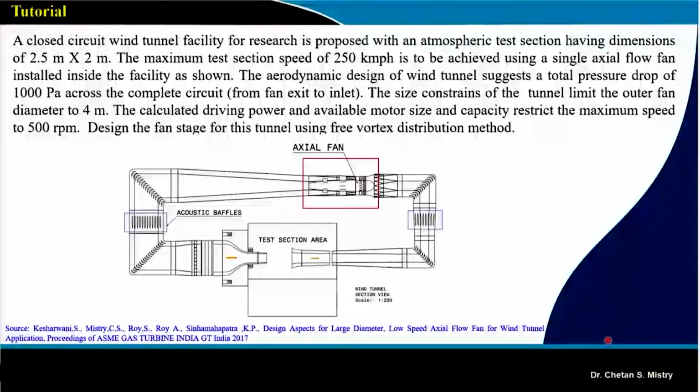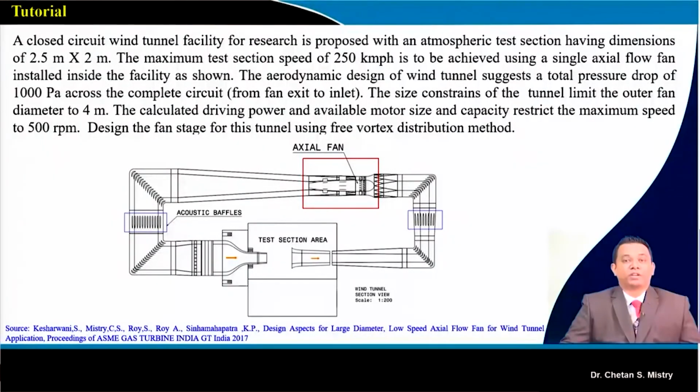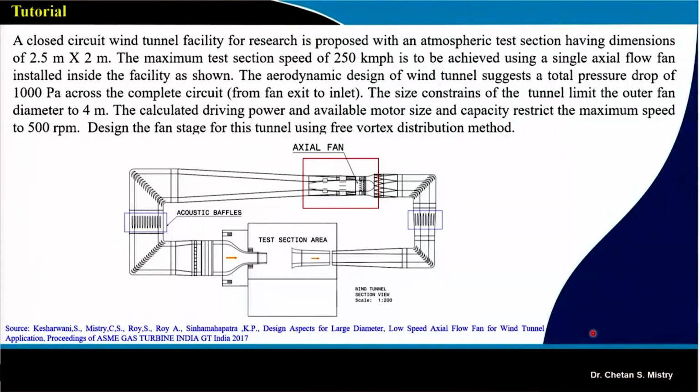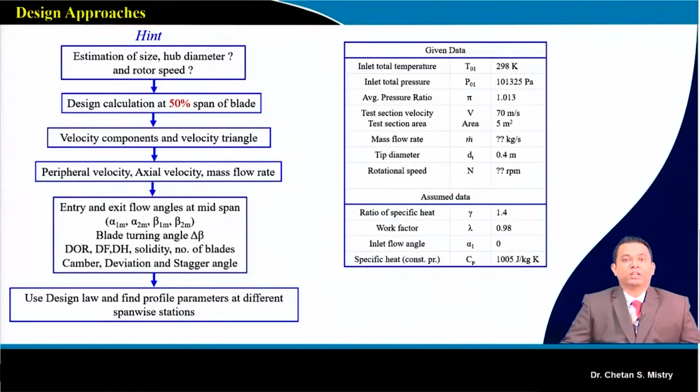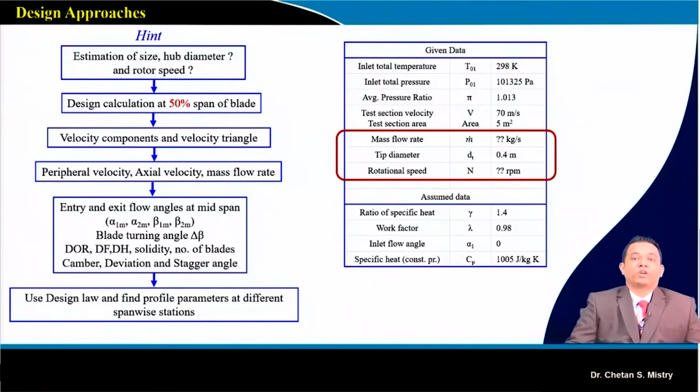All these details are available with us in terms of the test section and the maximum diameter of the fan that is required. We also have some constraint with the motor rating that is available with us. So here we have unknown parameters like mass flow rate. We have a constraint with the diameter of the casing. We do not know the diameter of our hub. We do not know exactly what the axial velocity and other parameters will be.